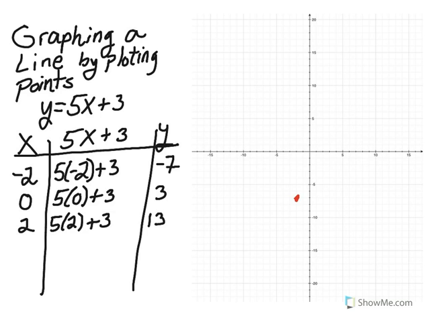It's approximately there. Label the point. Now graph the next point at 0, 3, which is also the y-intercept. This is a very important point, as it is where the line crosses the y-axis. Finally, plot the point 2, 13.